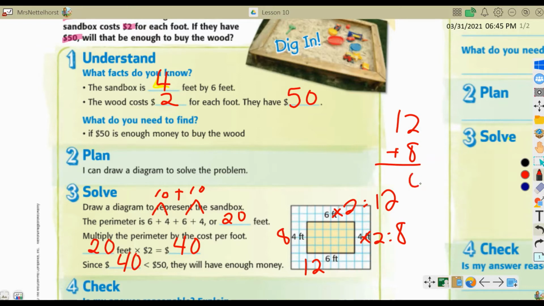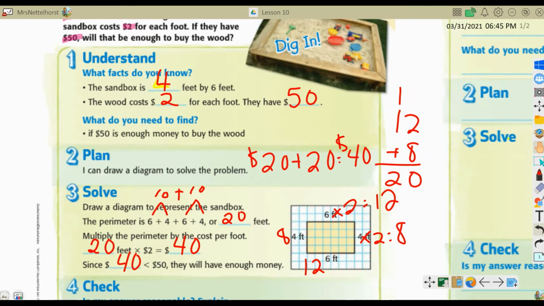2 plus 8 is 10. Put down the 0, carry the 1 to the tens place. 1 and 1 is 2. So that's 20. And then I have 8 and 12 again. So 20 plus 20 is equal to 40. So I came out with the same amount of money that I had in the other one. So I know that my answer is probably correct.